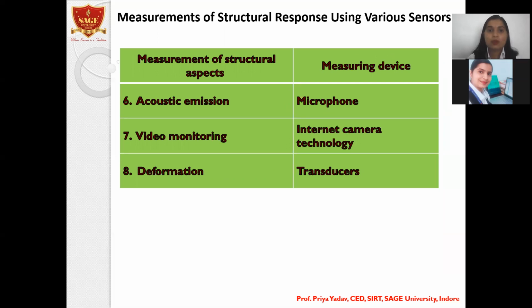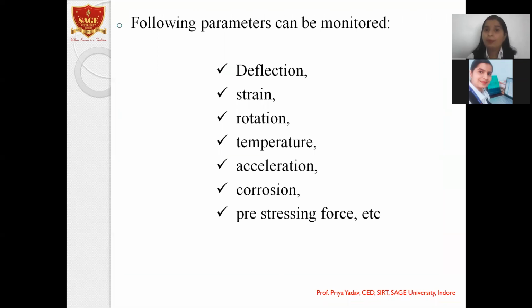Similarly, sixth one is acoustic emission. The measuring device is microphones. Seventh one is video monitoring. Internet cameras and technology are used as measuring devices. Deformation, the measuring device is transducers. The following parameters can be monitored: deflection, strain, rotation, temperature, acceleration, corrosion, pre-stressing force.